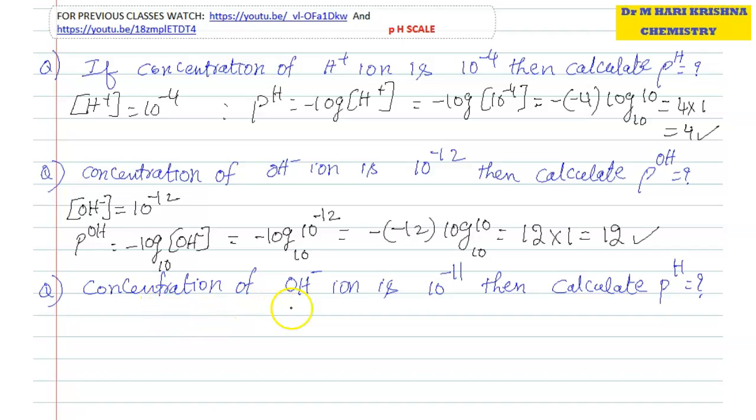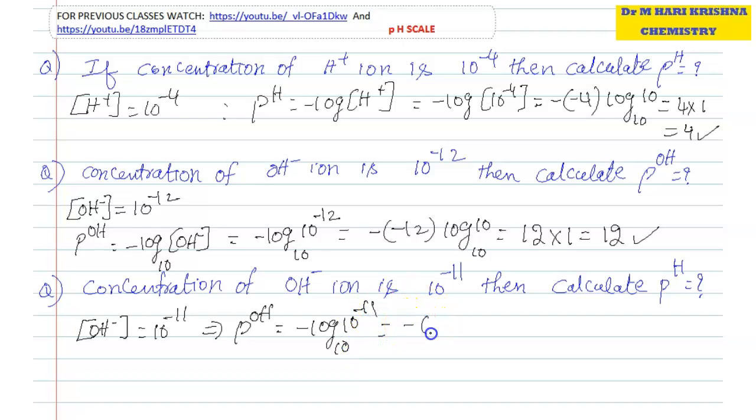Next, concentration of OH minus is 10 power minus 11. Then calculate pH. So students observe it. They given OH minus concentration. We have to find out pH. How to find out? So simply concentration of OH minus equal to 10 power minus 11. Then pOH equal to, substitute the value in formula, minus log base 10, 10 power minus 11.